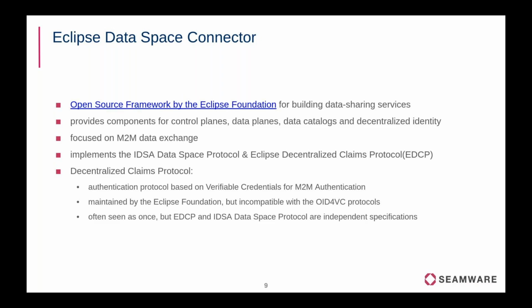So to make this a little more clear, I want to give a short overview of what the Eclipse Data Space Connector is. Essentially, it's an open source framework by the Eclipse Foundation for building data sharing services. That's very similar to the FIWARE Data Space Connector, which is an open source framework by the FIWARE Foundation for building data sharing services. The Data Space Connector provides components for control planes, data planes, catalogs, and decentralized identity. Also very much, as you know, from the FIWARE Data Space Connector.